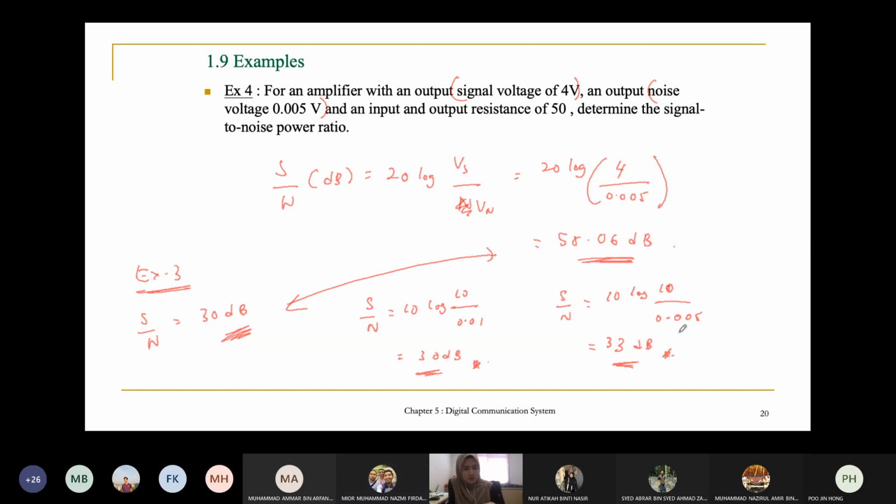Okay, faham eh? Yang input and output resistance of 50 tu apa benda? Oh, R, resistance, tapi tak guna dekat sini. Dalam soalan ni dia bagi output resistance, 50 ohm, tapi dekat sini sebab soalan dia hanya suruh kira signal to noise power ratio.